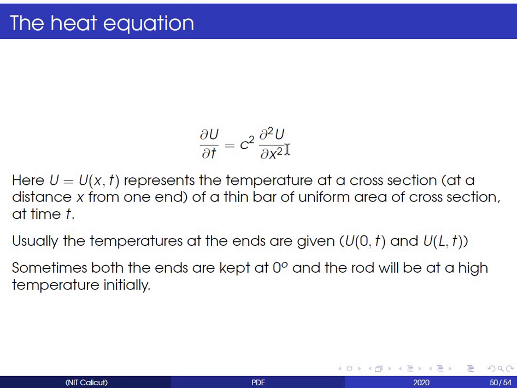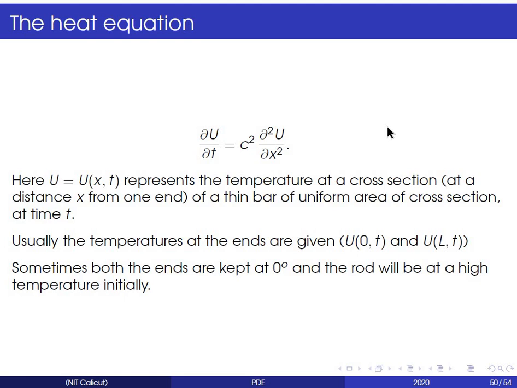that means both sides had second order derivatives, whereas in the heat equation the derivative with respect to time is of first order and the derivative with respect to position is of second order. And in the wave equation this u was the displacement of the rod, whereas in the heat equation it is the temperature of the rod. Of course, in the wave equation it was a string.